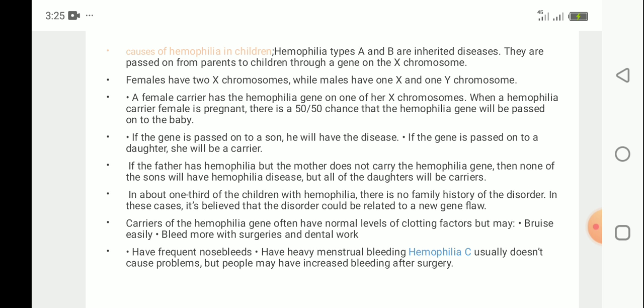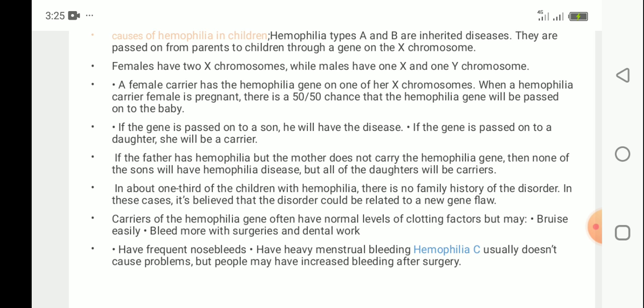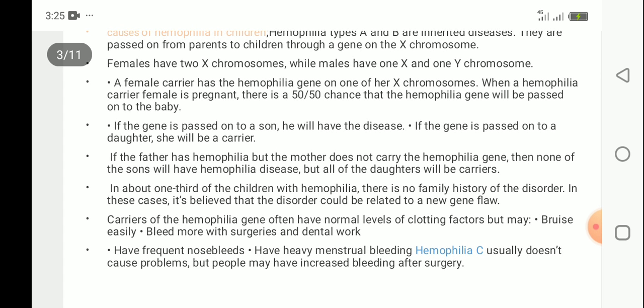In about one third of the children with hemophilia, there is no family history of the disorder. In these cases, it's believed that the disorder could be related to a new gene also. In one third of the children it is not from genetic inheritance, but from a new gene.